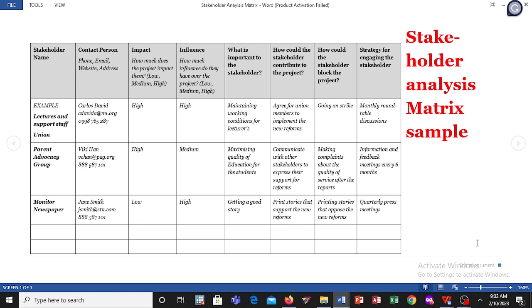So this is briefly about a stakeholder analysis and the stakeholder matrix. Yeah, we shall cover more on maybe the stakeholder report. This is it briefly. Thank you very much.